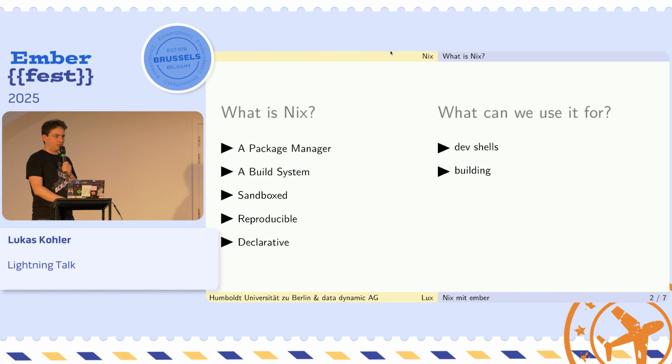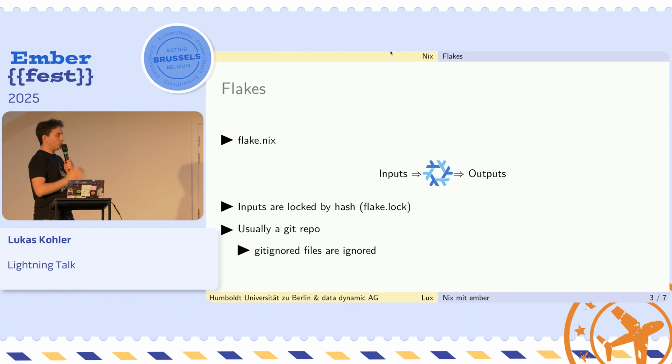What do we need for this to work? We need a Nix flake. A Nix flake is a Git repo with a flake.nix file that we can add to our repos. A Nix flake maps inputs to outputs. So it maps, for example, the right node version and whatever else we want, to the outputs, and it is locked.